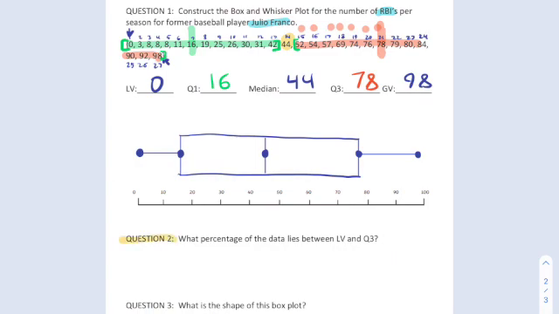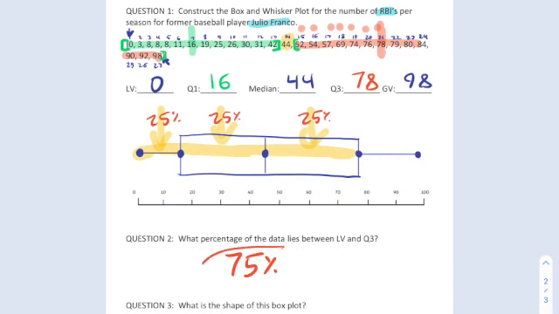And now we're going to get asked a couple of follow-up questions about our data now that we have this graph constructed. The first question asks, what percentage of the data lies between LV and Q3? Well, LV starts here, and if we work our way towards Q3, which is 78, we see that we've shaded 3 quartiles. Remember that each one of these quartiles contains 25% of the data. So between LV and Q3, we have 75% of the data. 25% plus 25% plus 25%, 75%.